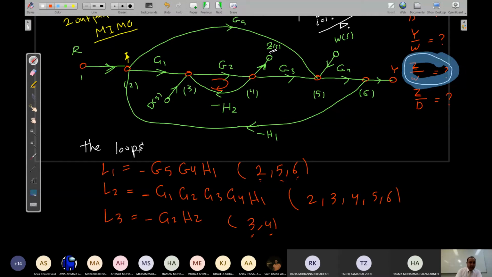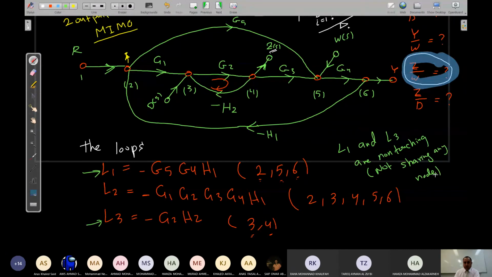So simply here I can write: L1 and L3 are non-touching. Why non-touching? Because they are not sharing any node. Good. So I am now at the stage to find the determinant, delta.